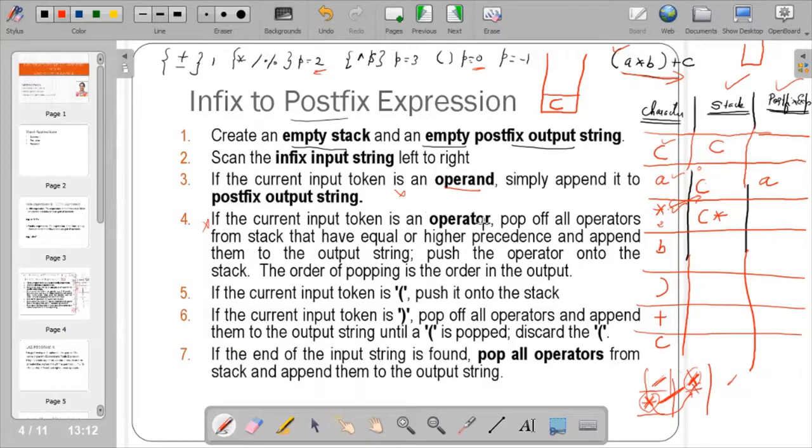If the current input token is an operator, pop off all the operators from the stack that have equal or higher precedence. Now division had equal precedence to star. I popped it and appended it to the output string. Output string is nothing but the postfix string. Push the operator, whatever this star is, onto the stack. The order of popping is the order in the input. So this is how it works.